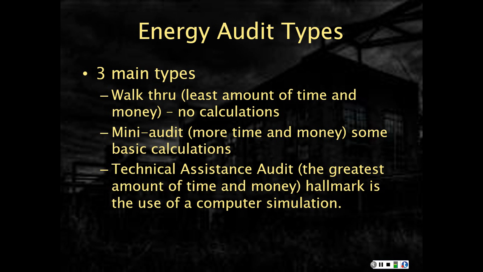Now, the objective in a technical assist audit is to develop a computer simulation that's accurate enough where we can mimic the actual utility bills throughout the year within plus or minus 10%. I know to be acceptable by the federal government, we have to be able to match within 10% one summer bill and one winter bill. That's acceptable if we're doing an energy audit for the federal government.